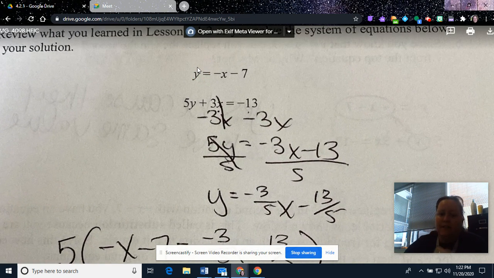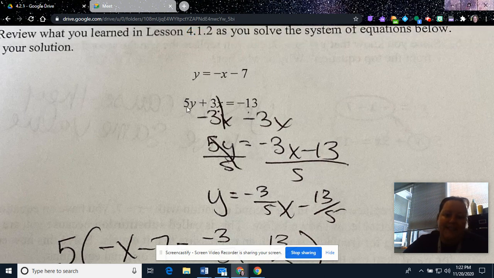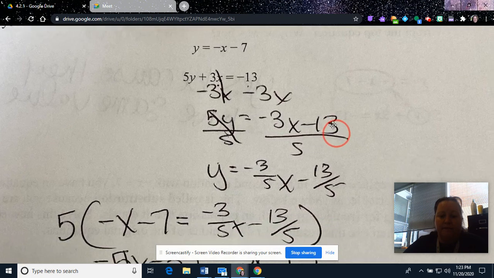Since this one already has y by itself, our first step is going to take this second equation and put y by itself. So first we'll subtract 3x from both sides. We get negative 3x minus 13 equals 5y, and then divide both sides by 5, and you get y equals negative 3/5 x minus 13 over 5.